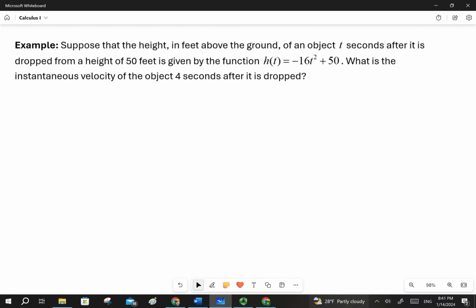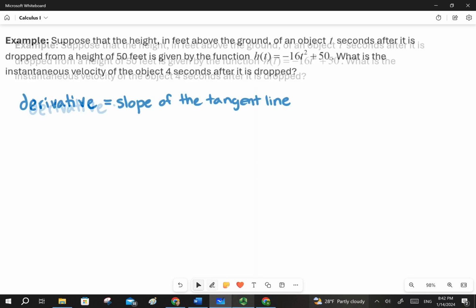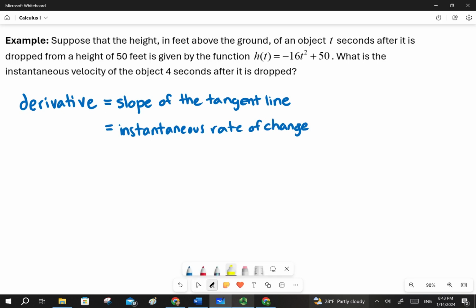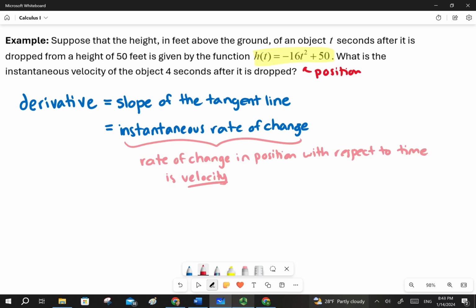I've said it before, but I'll say it again. If you learn nothing else from this class, remember that the derivative of a function is the slope of the tangent line, which is the instantaneous rate of change. This problem gives us the function for the height, so the position of the object. The rate of change in a position with respect to time is a velocity.